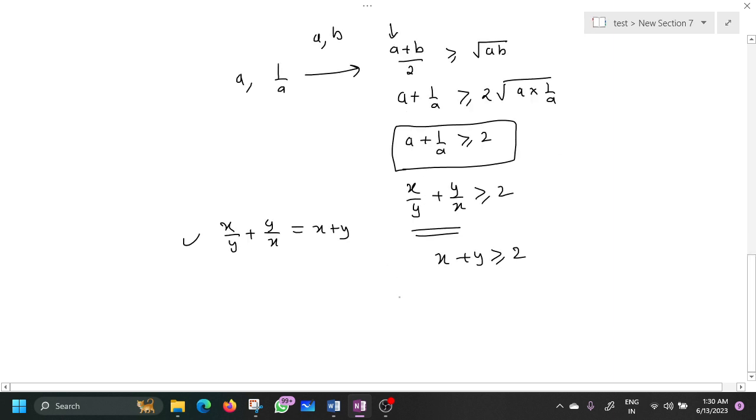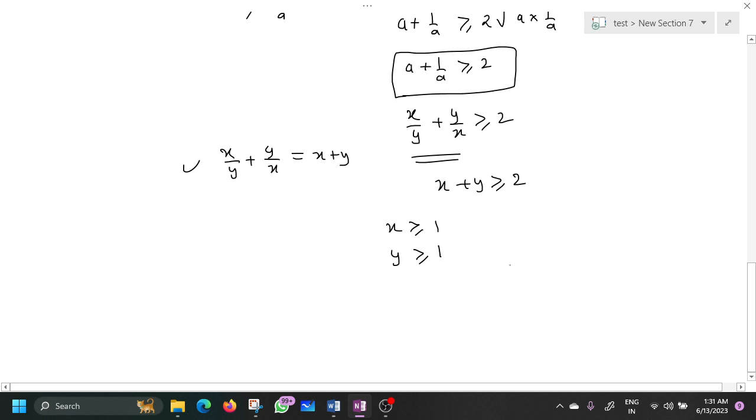and x and y are positive integers, so x can take value 1. See, x is always greater than or equal to 1, and y is always greater than or equal to 1. So if you take any value of x and y and add them, you get x plus y greater than or equal to 2. So the minimum value is x equal to 1 and y equal to 1 in this case, again by simple logic.